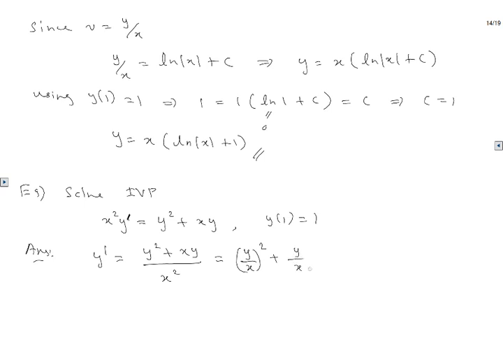Good. Now what we can do, we can let v equal y over x. Then we have y equal vx and y prime equal v plus v prime x always. Now we're going to substitute that into the differential equation. So let's substitute that to both sides.